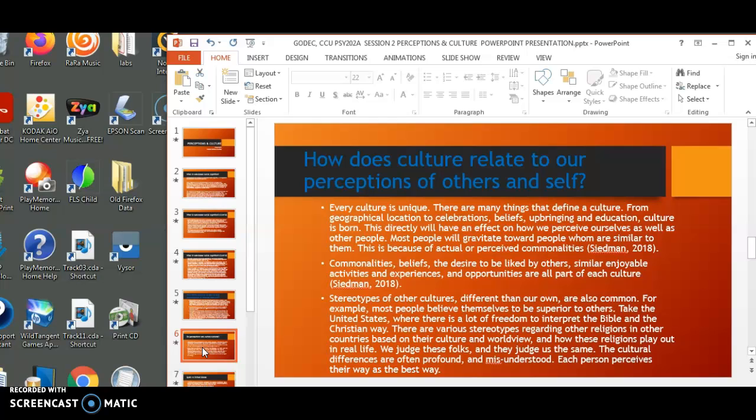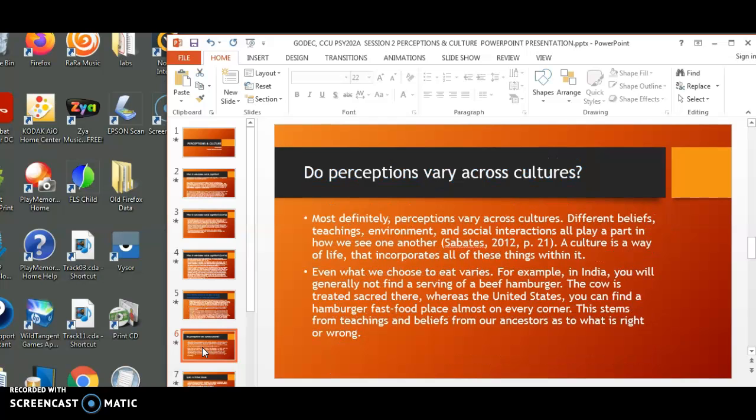So definitely culture has huge impact. Perceptions do vary, for sure. Different beliefs and teachings, environment, and social interactions all play how we see one another. A culture is a way of life that incorporates all those things within it.